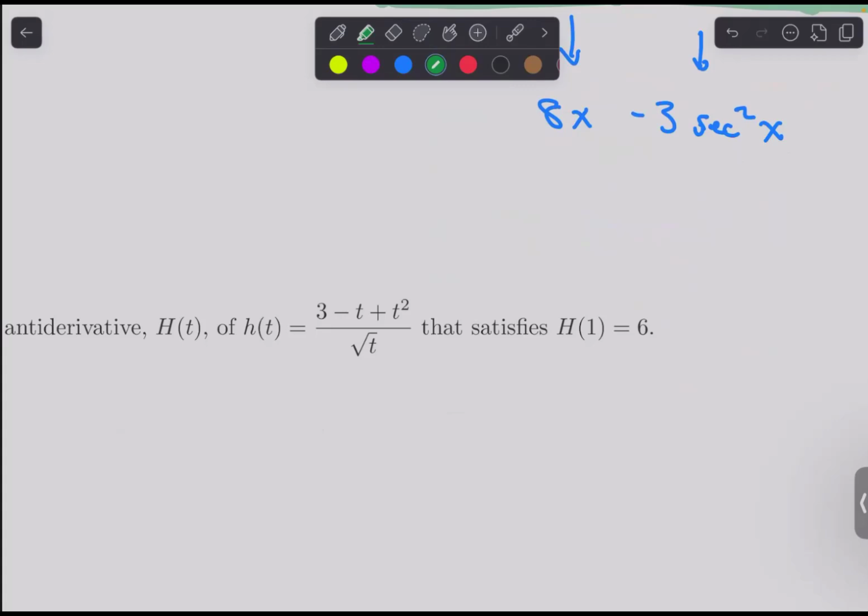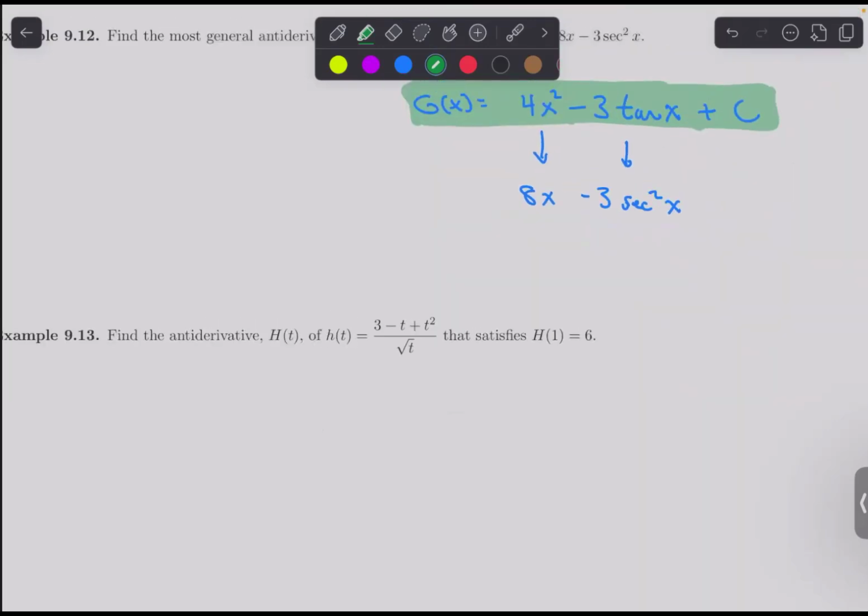We also are looking for not just the most general antiderivative in this problem, but we're looking for an antiderivative that also satisfies some initial conditions. So these were called initial value problems, and we talked about these really in our second pre-class video. So again, if you need a review, feel free to go back to that, but we're going to basically be solving for that C, the right C that solves, right, when we plug in 1, we should get out 6.